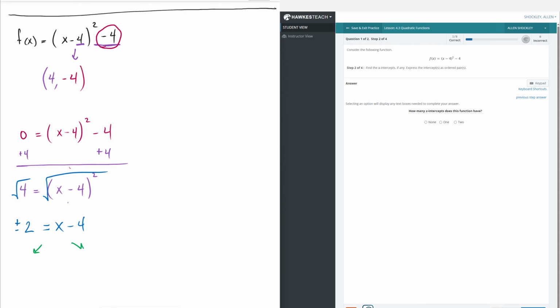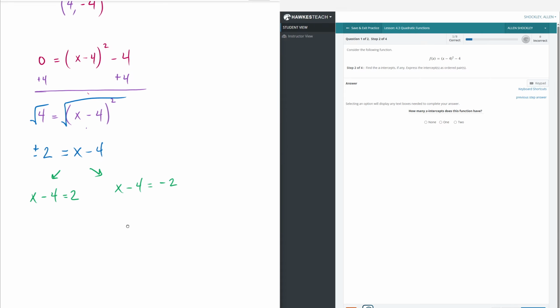Here, create two equations. First one, x minus 4 equals 2. And on the other one, x minus 4 equals negative 2. So now we're going to solve. Add 4 to both sides of each. x equals 6, and x equals 2.